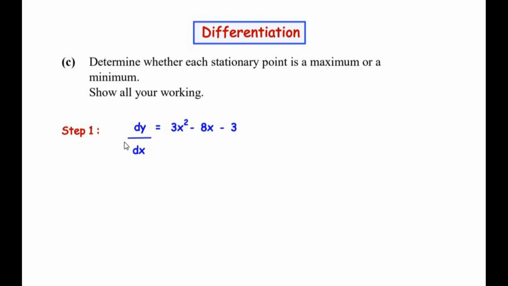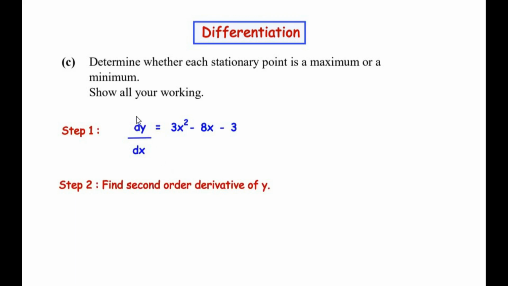So here we have written step 1, dy by dx is equal to 3x square minus 8x minus 3. Now step number 2 is again differentiating dy by dx, that is finding the second derivative or second order derivative of y. So let me write down here, step number 2 is find the second order derivative of y.